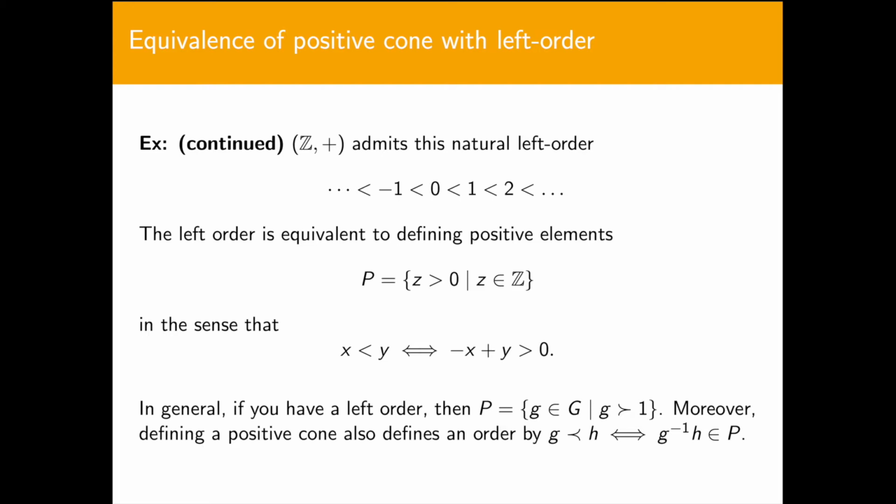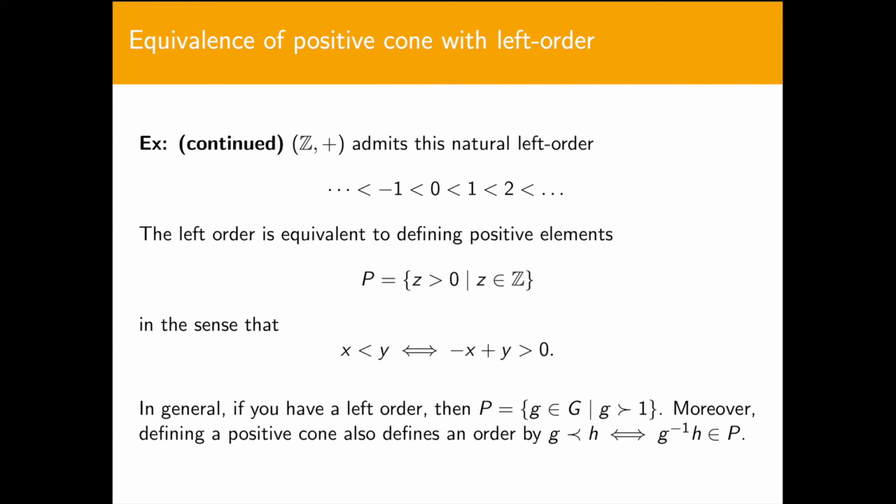Now in general, if you have a left order, then you can define a positive cone P as all the elements g in G which are greater than the identity. Moreover, defining a positive cone also defines an order. You can define that g is smaller than h if and only if g inverse h is in P. Think of this as left multiplying both sides by g inverse.